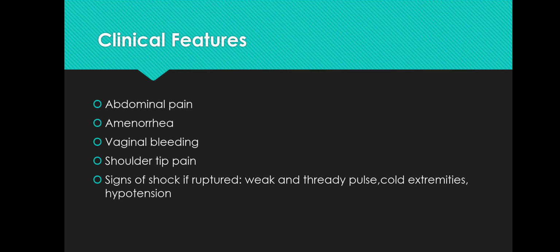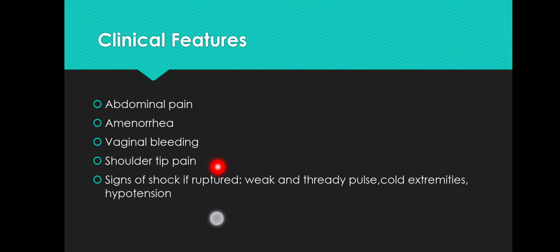And what are some of the clinical features? So the patient may come in complaining of abdominal pain. They may complain of amenorrhea, meaning a history of not having menses. They may complain of vaginal bleeding. In most cases it is spotty.